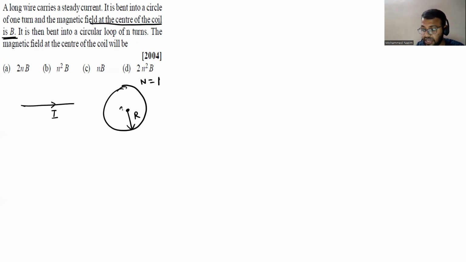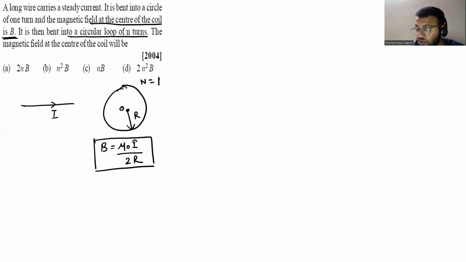We know what is the magnetic field at the center. Magnetic field is given by mu naught N i by 2R, but since there is only 1 turn, it is going to be mu naught I divided by 2R. This is the magnetic field. Done. Now it is then again bent into a circular loop of n turns. The same wire, first you bend it into 1 turn. Now you're taking the same wire and you are bending it into n turns.